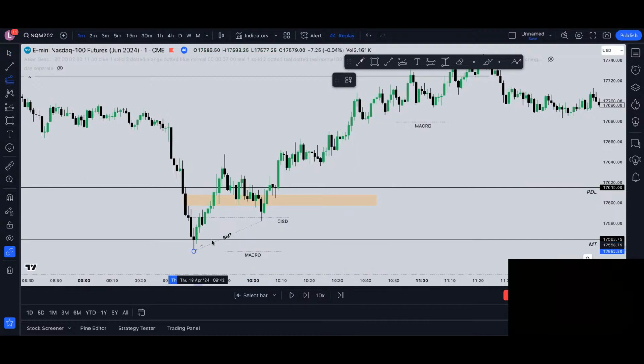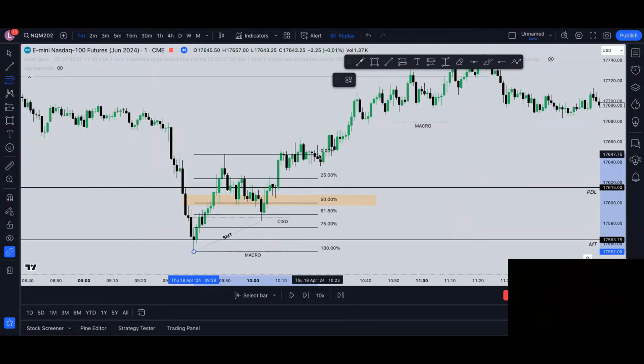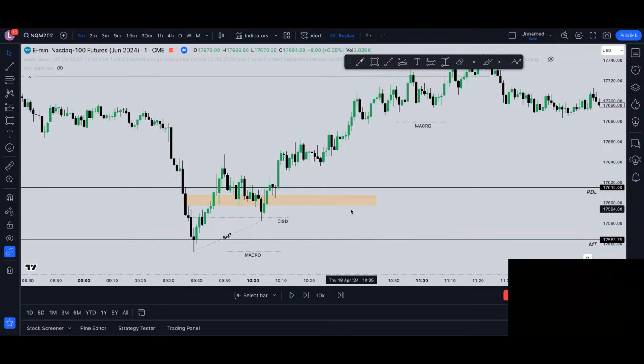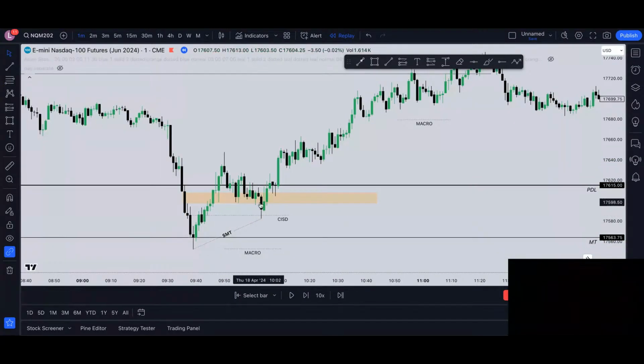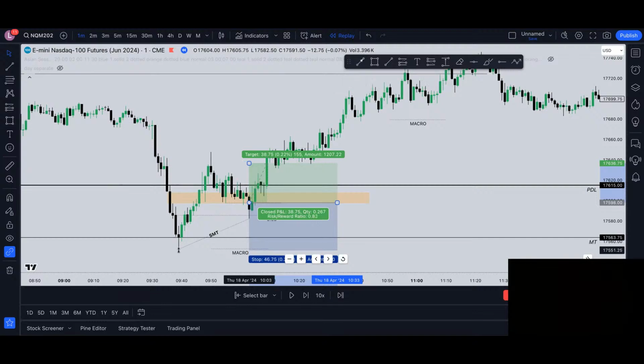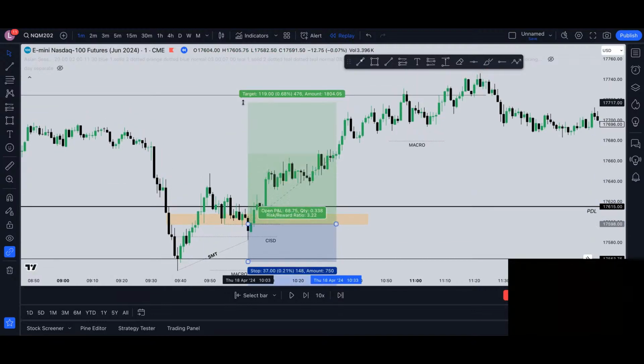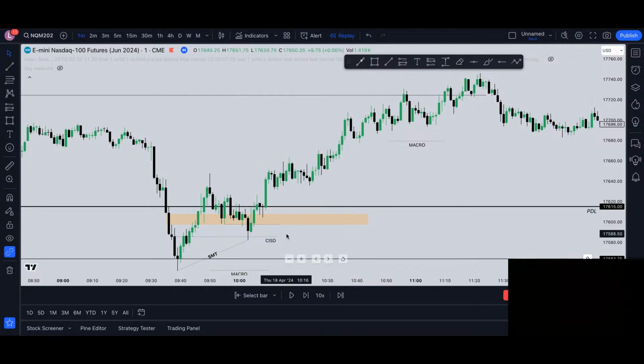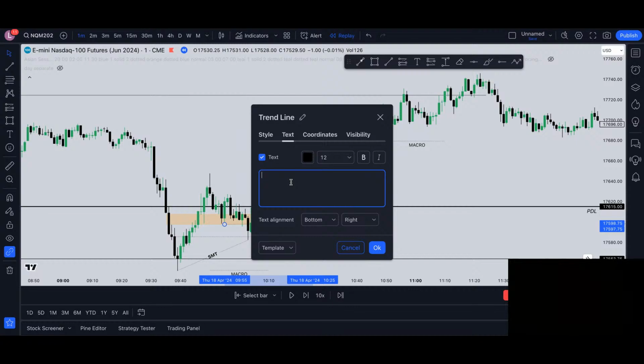Also, if you look on Fib, after the expansion there was your OTE level. Price came back, closed above previous daily low. When price did that, price also took these lows. Here's your turtle soup trade, but you have to put your stops behind this low to target this. Turtle soup.